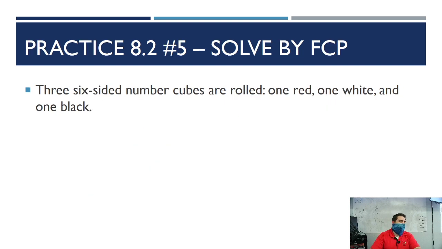3 6-sided number cubes, Becca, just say dice, are rolled: 1 red, 1 white, and 1 black. In other words, we can tell which die is which. Most dice in a game, if there are 2 dice, they're the same color, you can't tell unless it's Catan. So we're looking at the odds of each die getting its possibilities. This one we're told to solve by the fundamental counting principle. So anyway, all we have to do is, how many possibilities are on the red one? How many for the white one? How many for the black one?